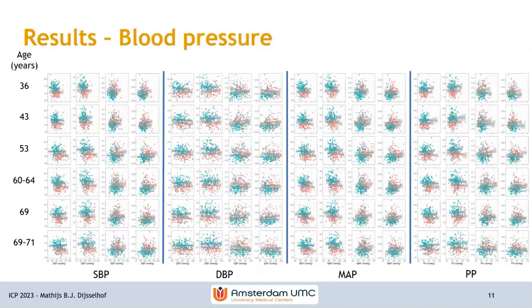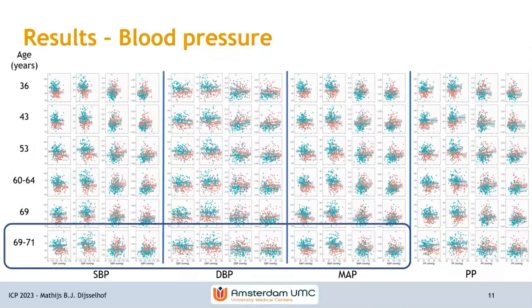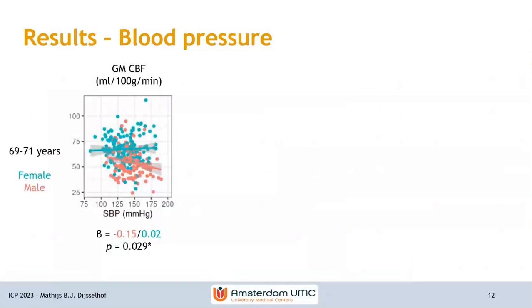So on to the results. There is a huge amount of results and also not a lot of time, so I will just be showing you the ones that survived the multiple comparison correction, which are the ones at the later age. So between 69 and 71 years old, we found significant relationships between blood pressure, systolic blood pressure, and gray matter CBF with a sex interaction effect.